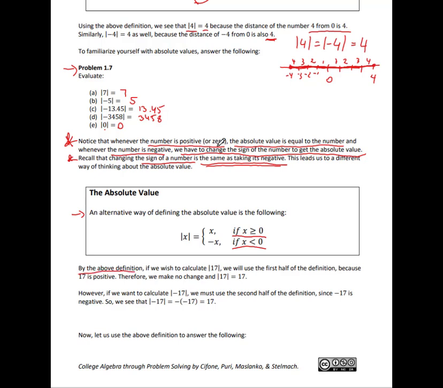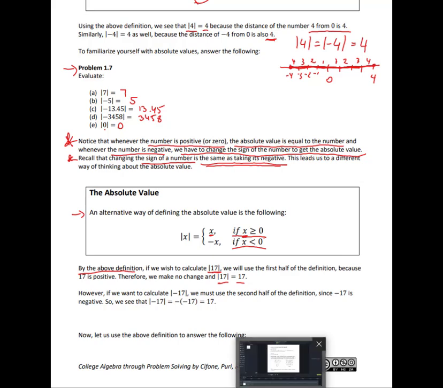So by this definition, if we wish to calculate the absolute value of 17, because 17 is a positive number, right? That means we'll be using the first half of the definition. And that says, if your x is greater than or equal to 0, then your answer is simply x. So therefore, the absolute value of 17 is equal to 17.